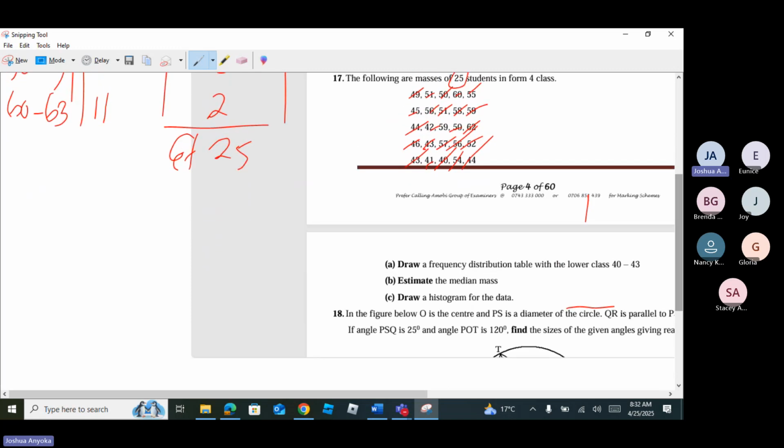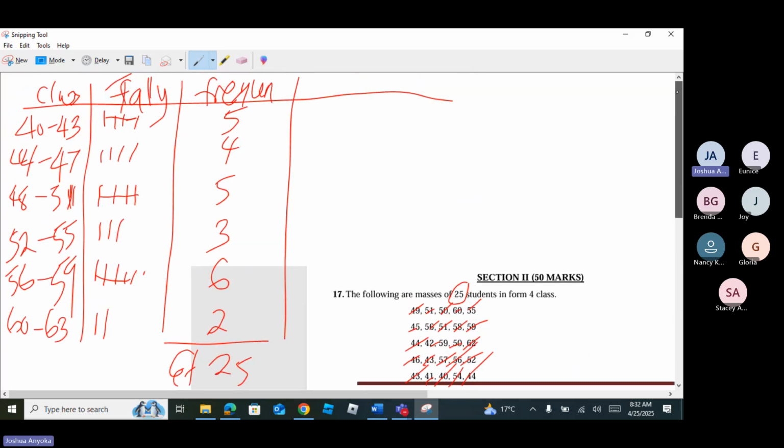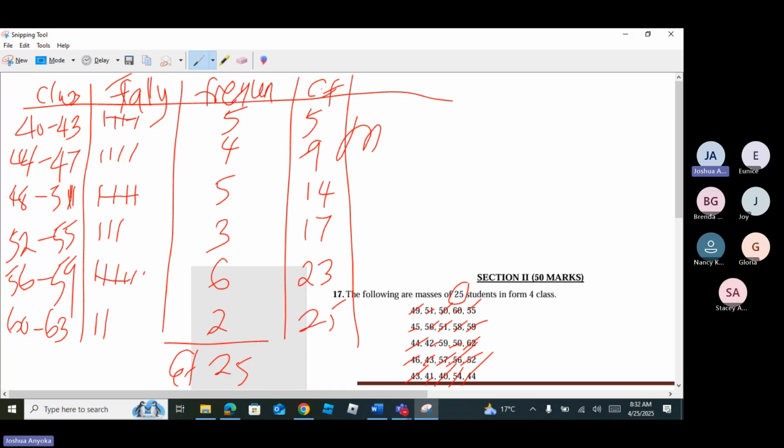Next question, estimate the median mass. The median mass, we normally say median, we need a cumulative frequency column. For median, quartiles, deciles, percentiles, such, we need the cumulative frequency column, which we do by 5. 5 plus 4, 9. 9 plus 5, 14. 14 plus 3, 17. 17 plus 6, 23. 23 plus 2, 25. The last figure must match the total frequency.